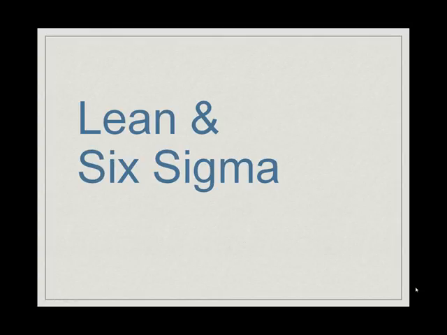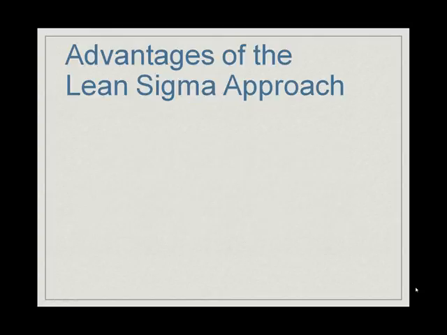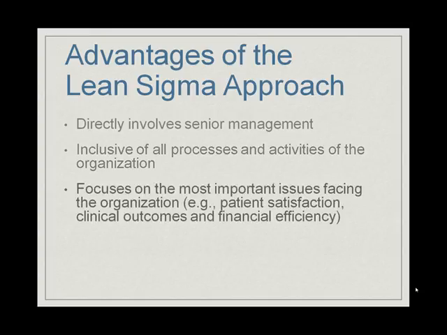Well, if we think about adding Lean and Six Sigma together, we can think of Lean Sigma or Lean Six Sigma as using a data-driven structured approach to reduce variation, improve processes, decrease cycle times, and reduce waste, thereby improving overall customer value. The advantages of the Lean Sigma approach: they directly involve senior management. They're inclusive of all processes and activities of the organization.